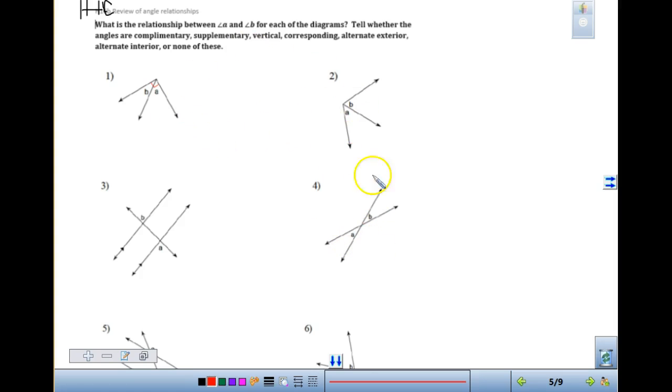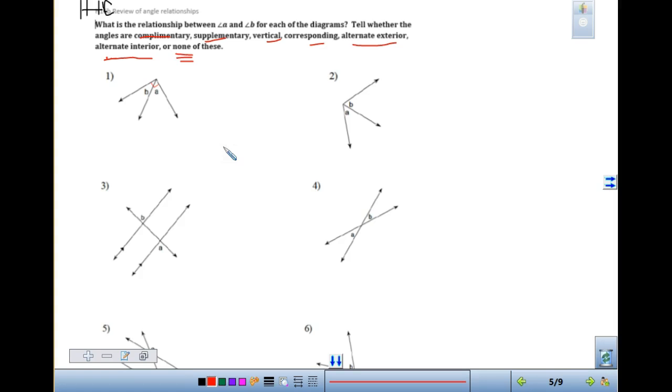So, homework tonight is the next page in your workbook. Please turn to that next page. It looks like this. It says like 11C on the top. And it's this page. And you're just asked, tell whether the angles are complementary, supplementary, vertical, corresponding, alternate interior, or alternate exterior, or none. Is it possible to have none? Yes.